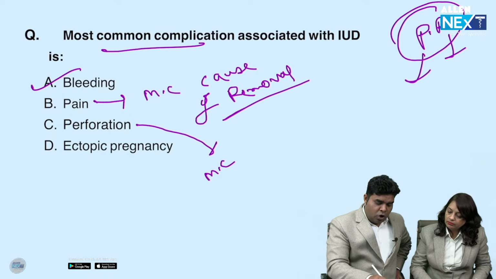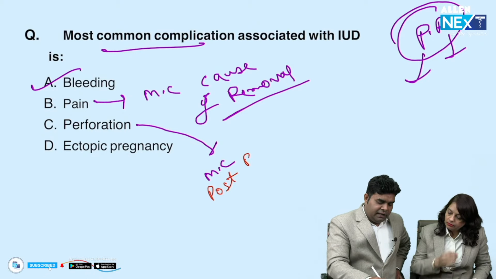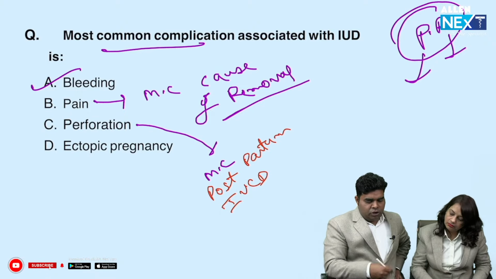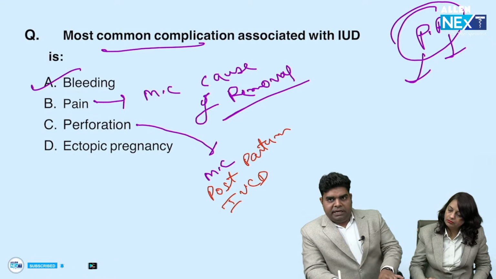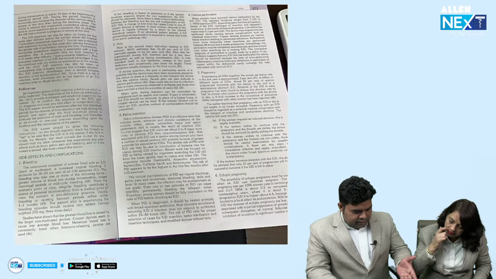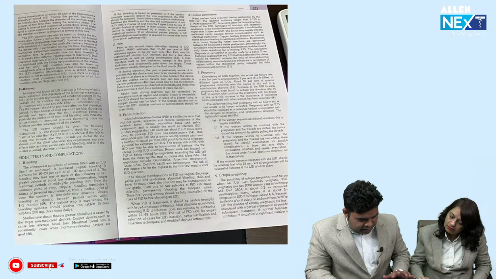And perforation is most common if it is a postpartum IUCD. Then it is the most common cause of perforation. Of course, ectopic pregnancy is one thing which IUD increases, along with PID. And these are just the side effects we were talking about.